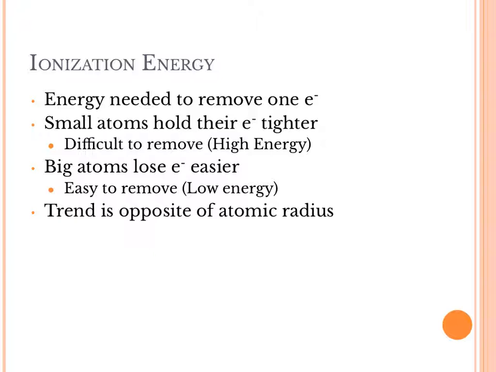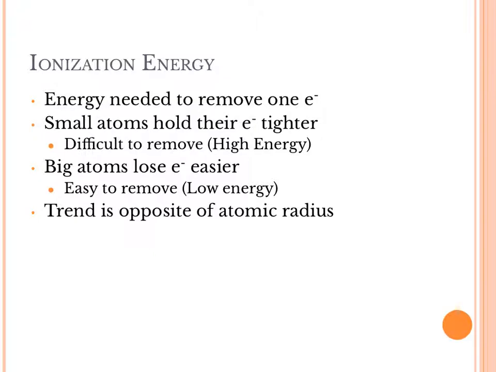Now basically what you can think of is ionization energy is opposite of atomic radius. If something has a large atomic radius, their electrons are more loosely held, and the further they are away from the nucleus, the easier they are to dislodge. Smaller elements hold on to their electrons tighter, and so it's much more difficult to remove those electrons. So if it's difficult to remove, we say it's high energy. And if they're easy to remove, we say they're low energy. Basically, energy refers to effort. As it says in the notes, the trend is opposite of atomic radius.